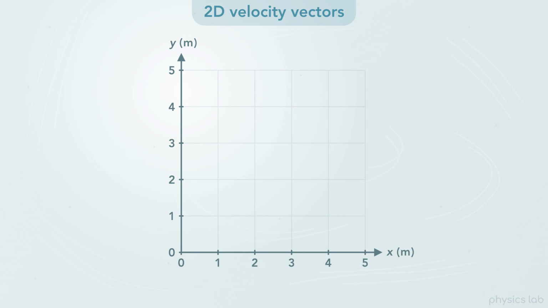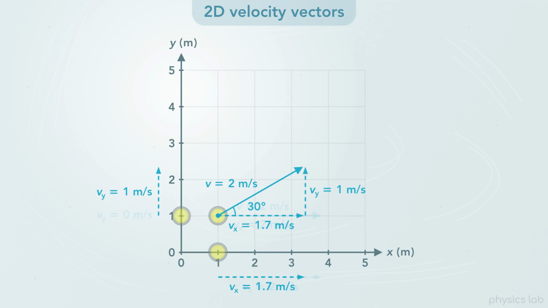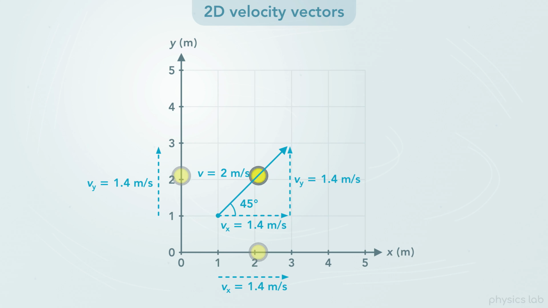Let's do a quick recap by looking at some examples. If the stone is moving directly to the right at 2 meters per second, then the x component of the velocity is also 2 meters per second, and the y velocity is 0. If the stone is moving at 30 degrees, the x velocity is 1.7 meters per second, and the y velocity is 1 meter per second. If the stone moves at 45 degrees, then both the x and y velocity components are 1.4 meters per second.